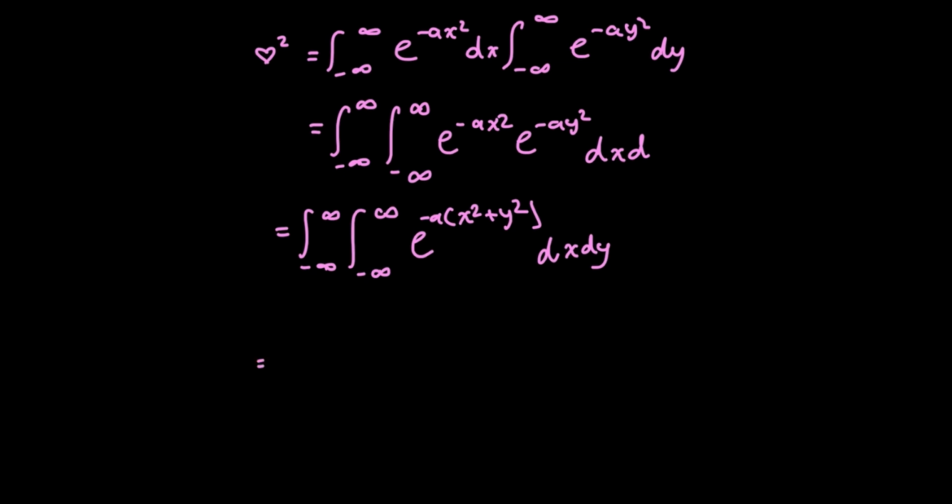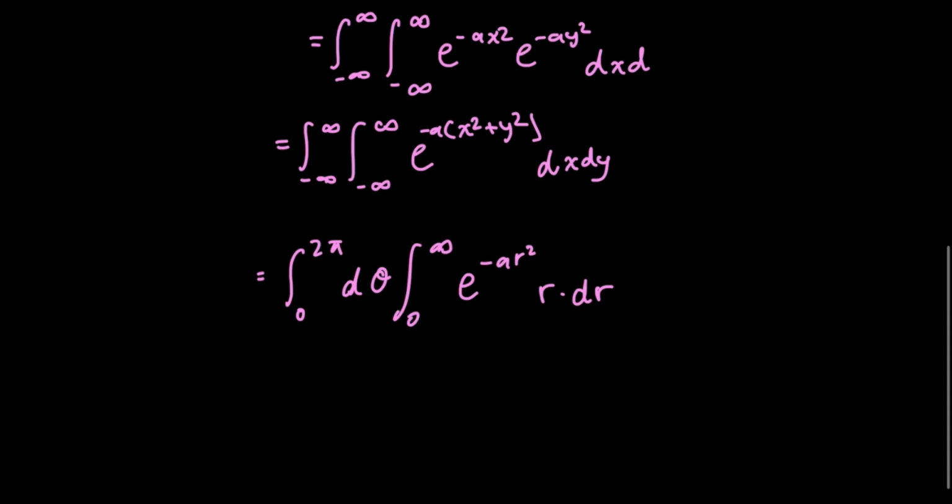Now, because I'm including all values in my integral, I'm going to include all values in my polar coordinates as well. So now my integrals evaluate from 0 to 2 pi for theta, and then 0 to infinity of e to the minus a r squared, because this is r squared as we said, and then the Jacobian for polar coordinates has a copy of r dr.